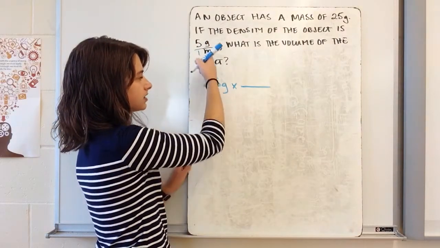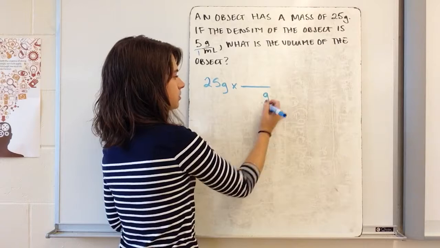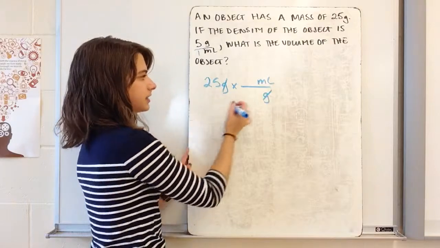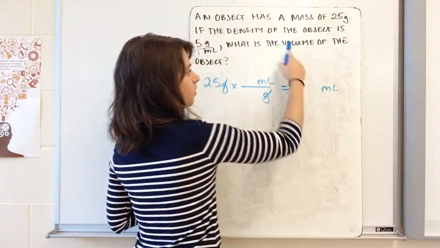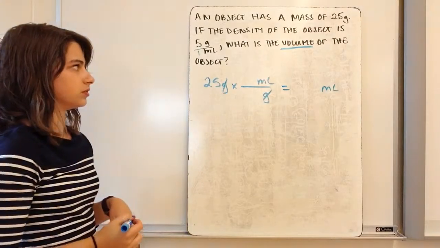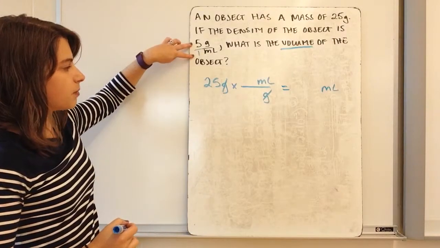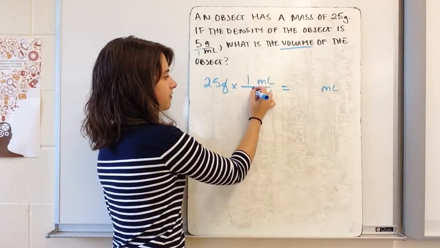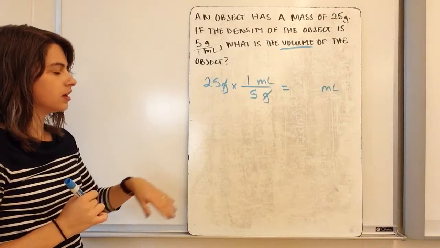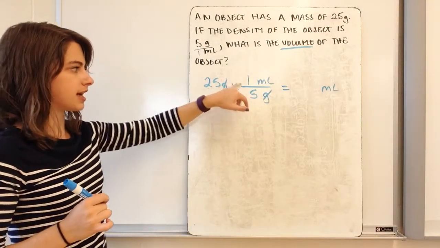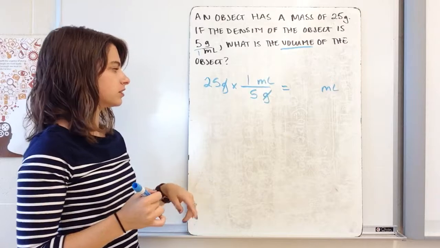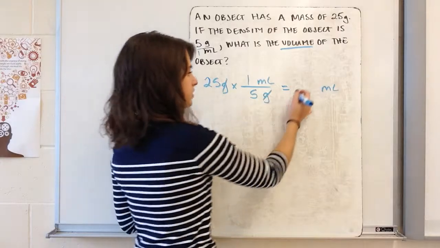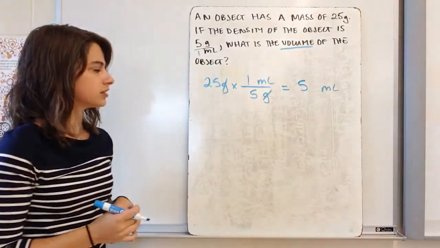Now, I want my grams to go away because I want my milliliters. So I'm going to put my grams units on the bottom, milliliters on the top. My grams units will cancel. I'll be left with milliliters, which is good. That's what I want, because the question asks, what is the volume of the object? Now, I'm going to go back to my density. My density says for every 1 milliliter, I have 5 grams. So I've already taken care of my units. My grams were on the top and the bottom, so they canceled, and I'm left with milliliters. So I'm going to do 25 times 1 divided by 5, which gets me 5 milliliters.